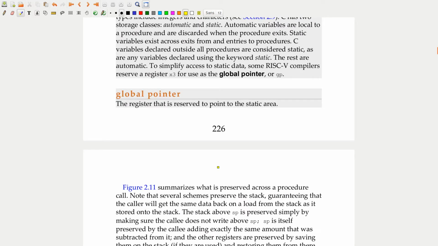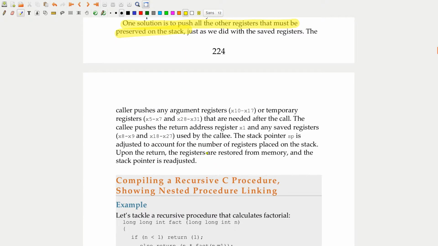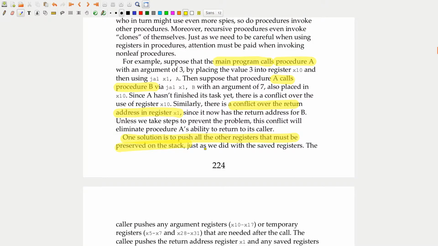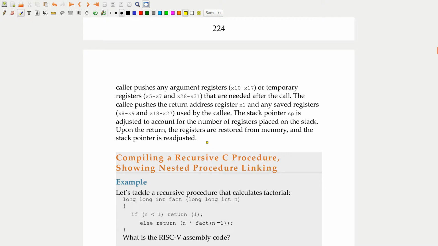And do they talk about anything else in here? Nope. So that's the solution they give. If you really need to preserve this data, just put everything on the stack. You'll be fine. The stack is our all-purpose tool for saving data while we're moving around procedures and jumping around programs. Okay.